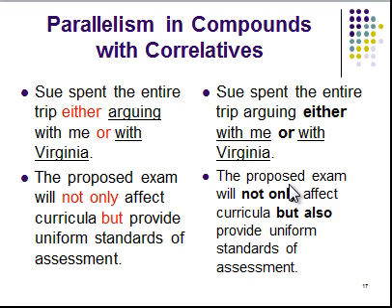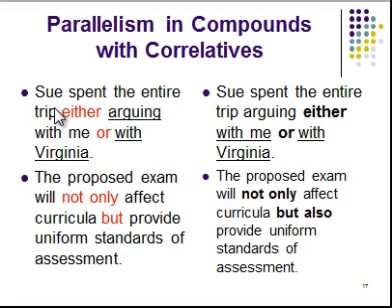Now let's look at these examples. It's not getting tougher, but you have to just be careful with the correlatives. Sue spent the entire trip either arguing with me or with Virginia. Either or here, it's correct. It's not an unparalleled structure with using either or, but something is very wrong here. You see here the trip, either arguing. You have to put arguing before either. Trip, arguing either with me or with Virginia. So this sounds more logical. Sue spends the entire trip arguing either with me or with Virginia.